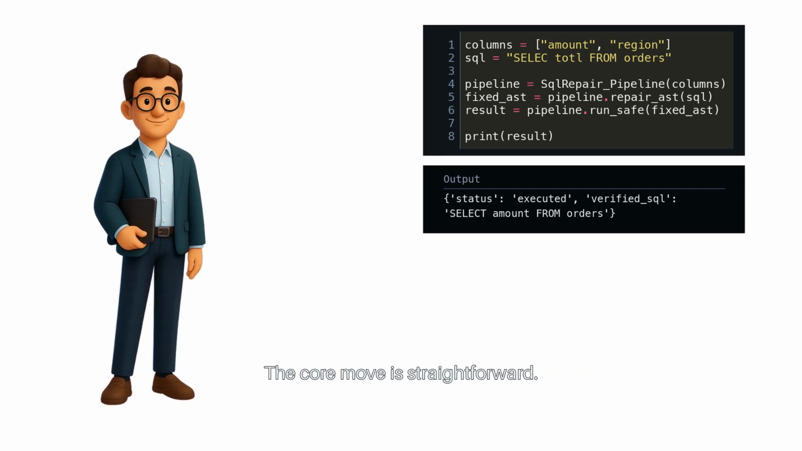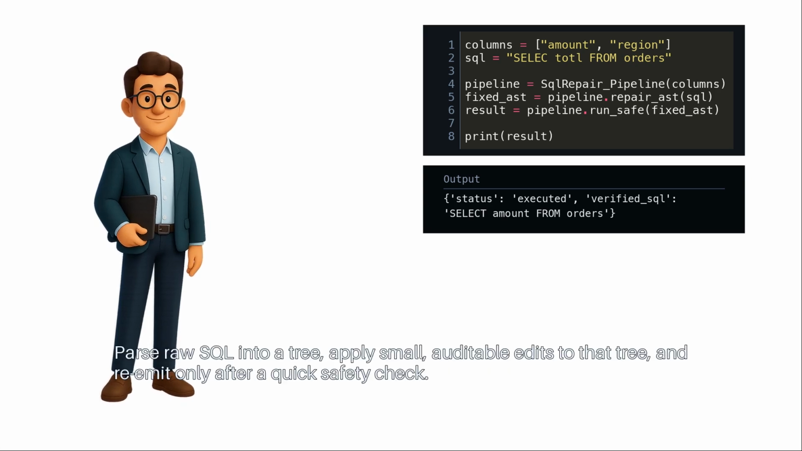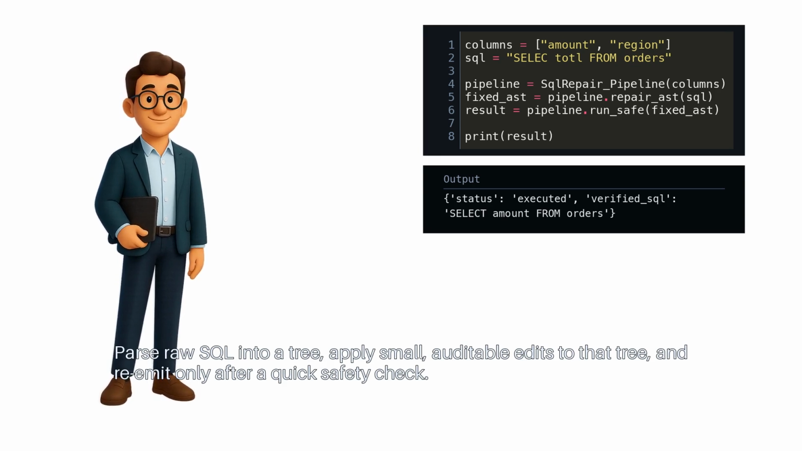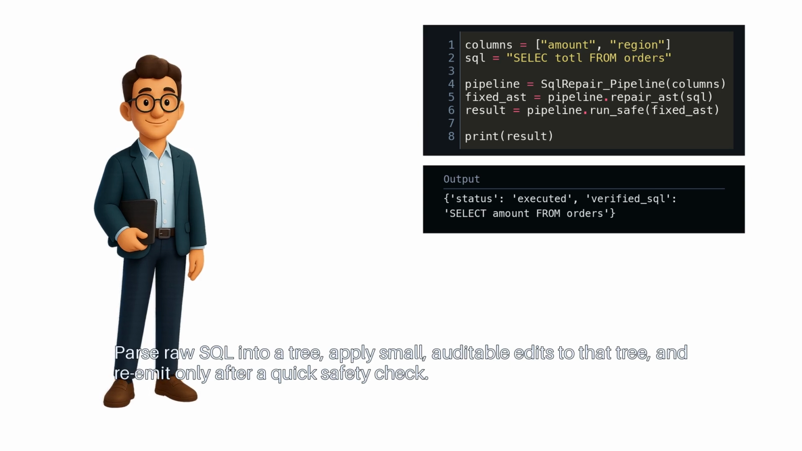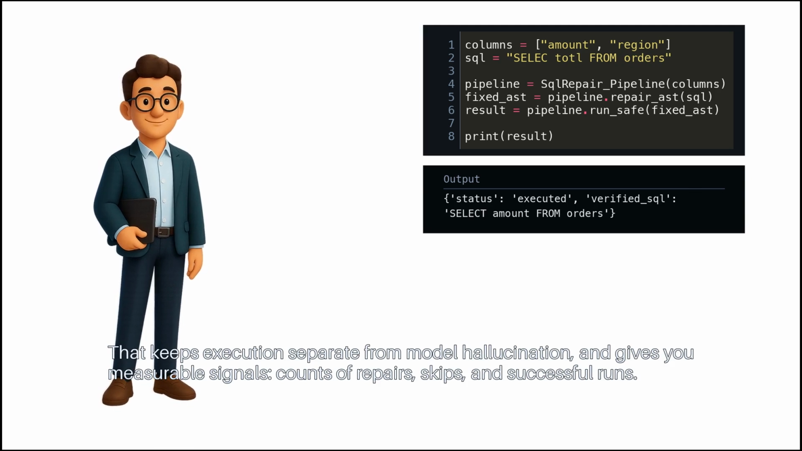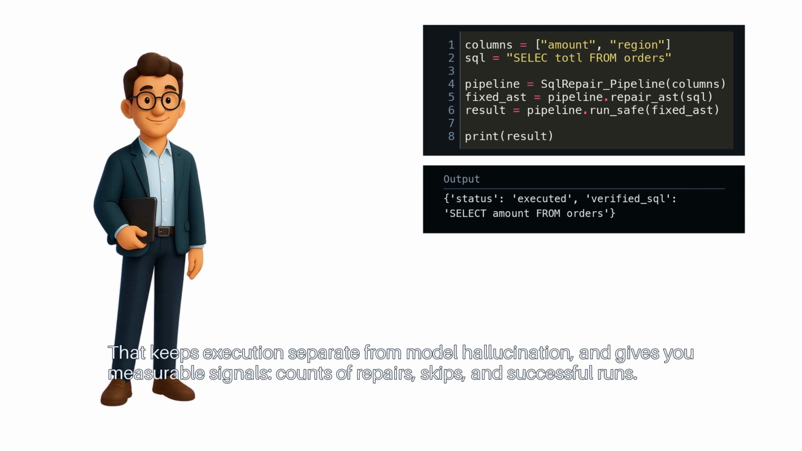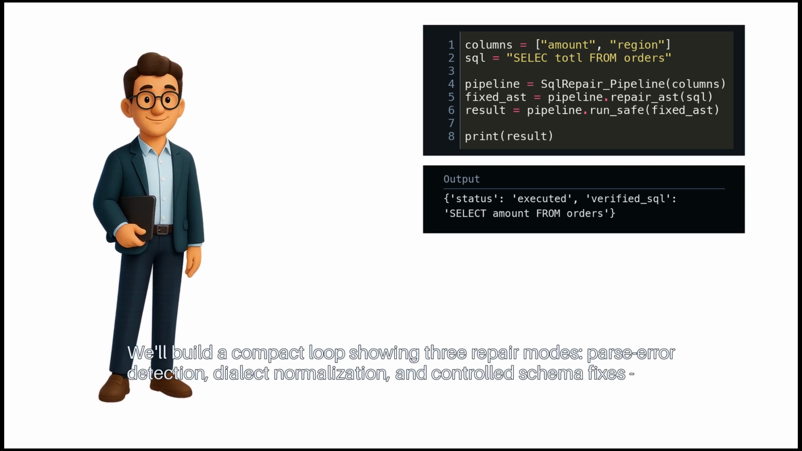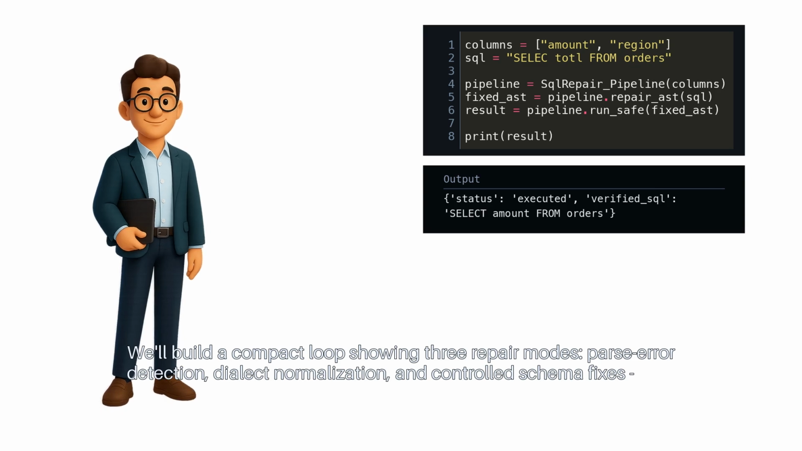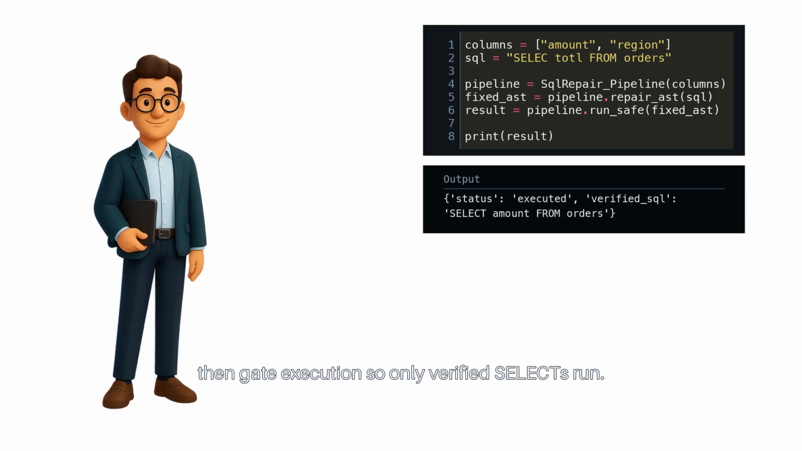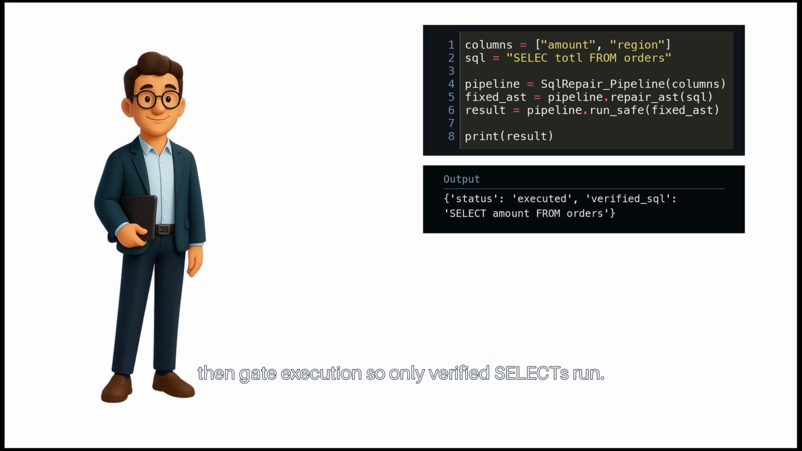The core move is straightforward. Parse raw SQL into a tree, apply small auditable edits to that tree, and re-emit only after a quick safety check. That keeps execution separate from model hallucination and gives you measurable signals: counts of repairs, skips, and successful runs. We'll build a compact loop showing 3 repair modes: parse error detection, dialect normalization, and controlled schema fixes. Then gate execution so only verified selects run.